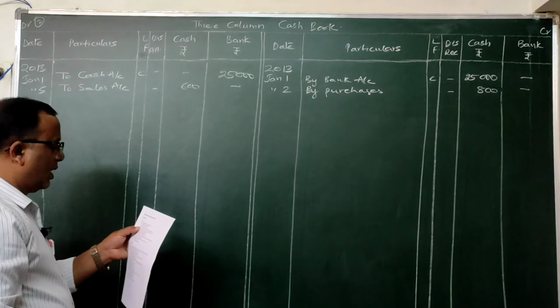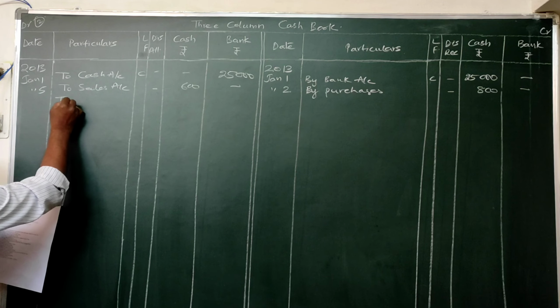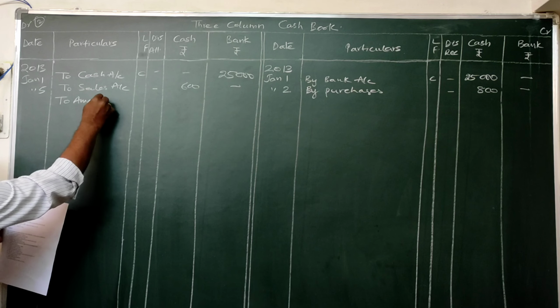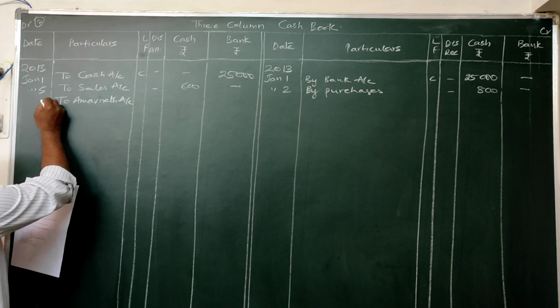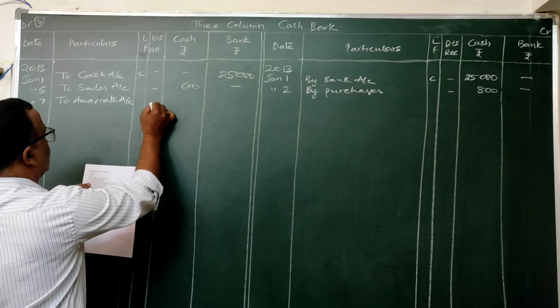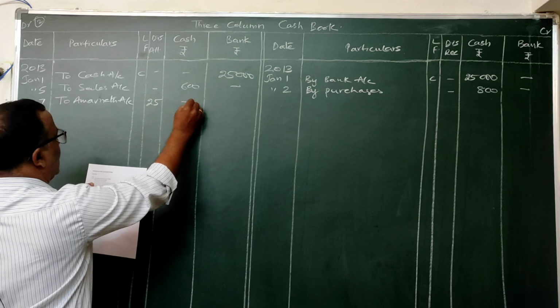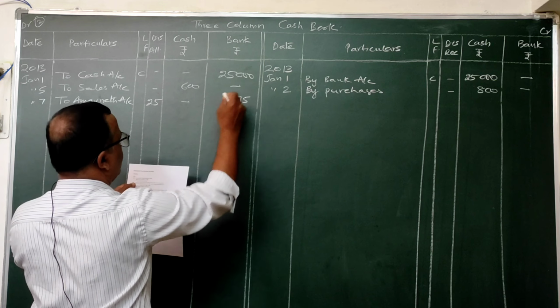So our entry will be bank account debit, discount account debit to Amarnath. So to Amarnath account. This is on 7th date. So discount you have given him 25. Discount you have allowed 25. It is deposited in the bank on the same day. So 875 in the bank column.